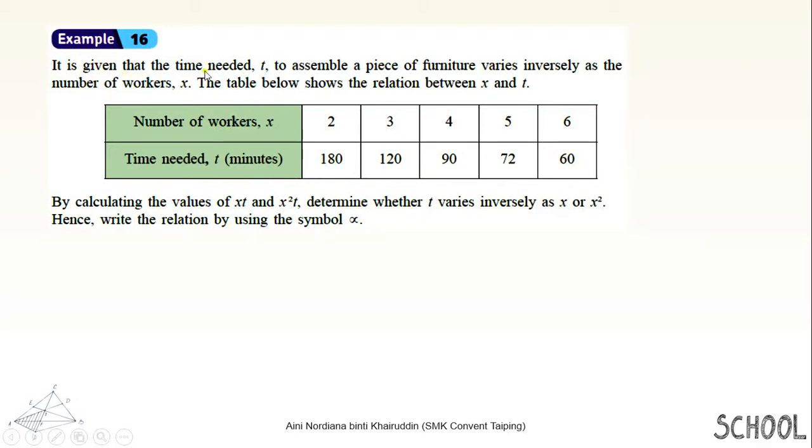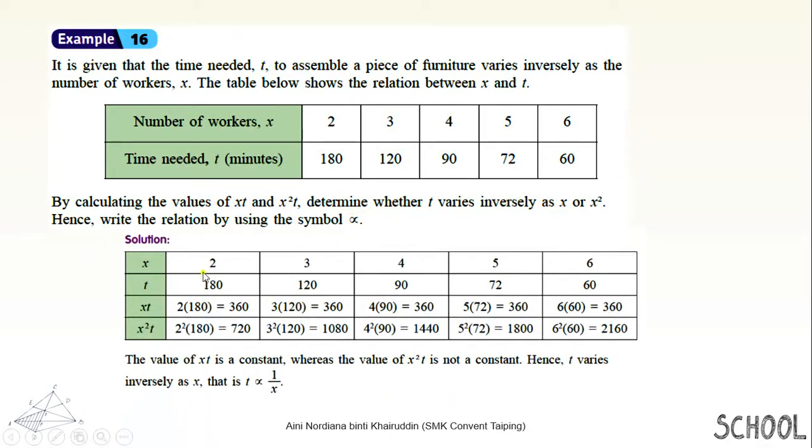It is given that the time needed, t, to assemble a piece of furniture varies inversely as the number of workers, x. The table below shows the relation between x and t. As you can see from this table, when the number of workers increases, the time needed will decrease. By calculating the values of xt and x squared t, determine whether t varies inversely as x or x squared. Hence, write the relation by using the symbol for varies.